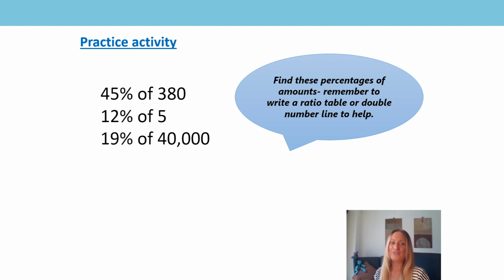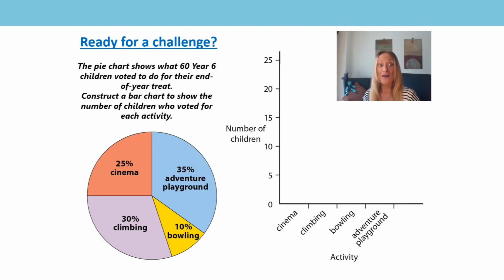So I'd like you to find these percentages amounts, but remember, write a ratio table or a double number line to help you. Perhaps you might have time for a challenge. So it's another pie chart, and it's showing what 60 Year 6 children voted for at their end of year treat, so what they wanted to do, and they could go to the cinema, climbing, bowling, adventure playground, etc. So these are the different events they wanted to do. And so do you think you could draw a ratio chart to help you find those unknown amounts?